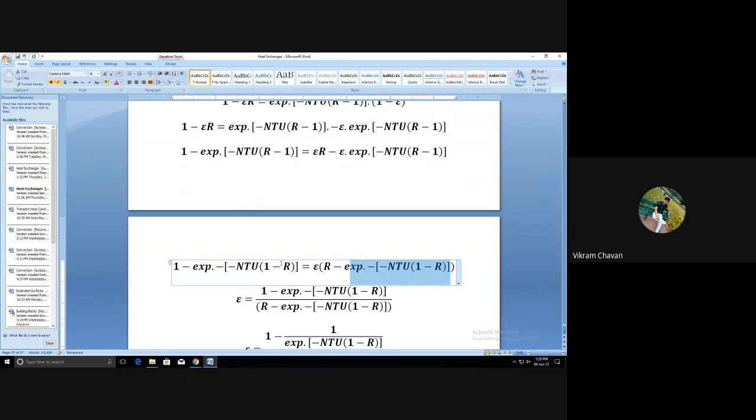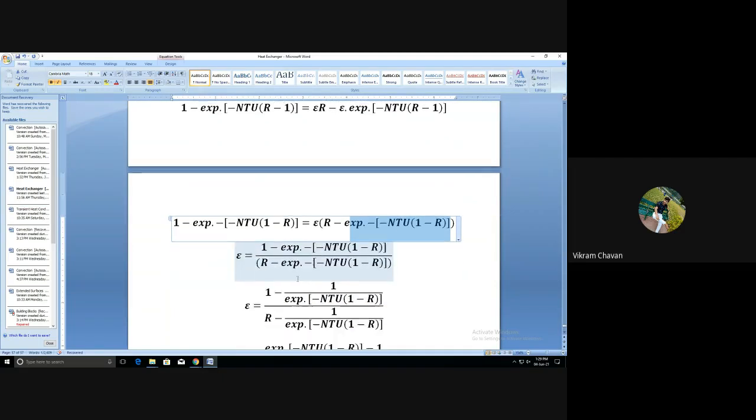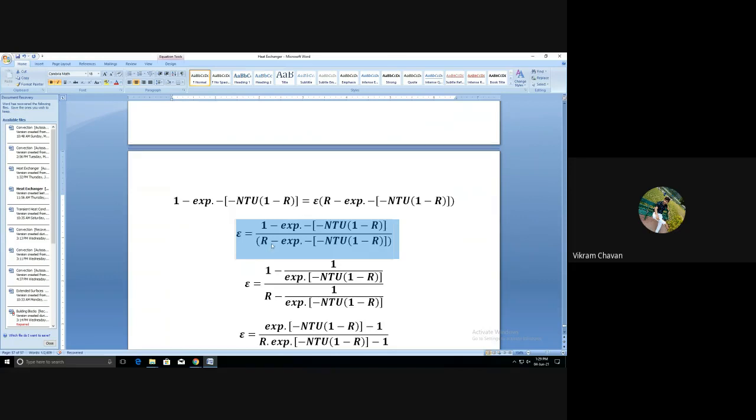So if you transfer this particular term to the other side, then we will get the equation in the form of effectiveness. Effectiveness is equal to 1 minus exponential of minus NTU inside bracket 1 minus R, and the whole divided by R minus exponential of minus NTU inside bracket 1 minus R.